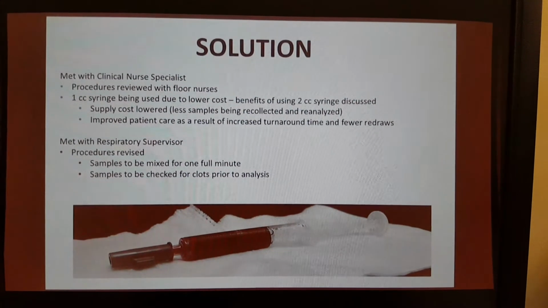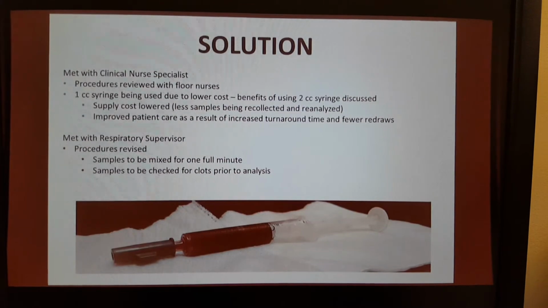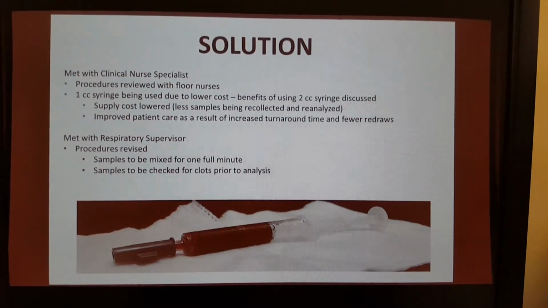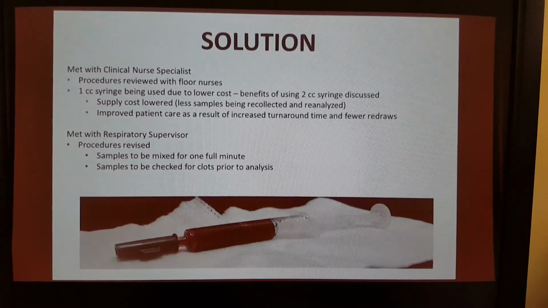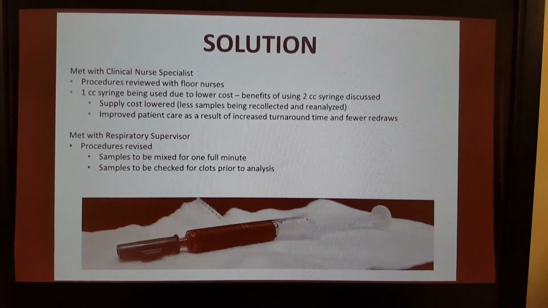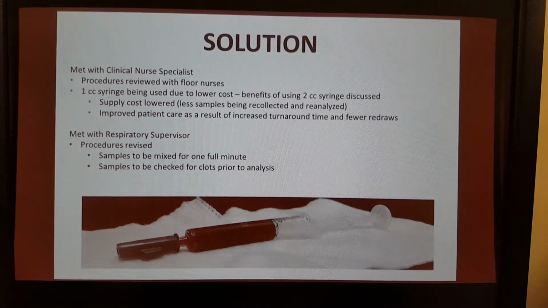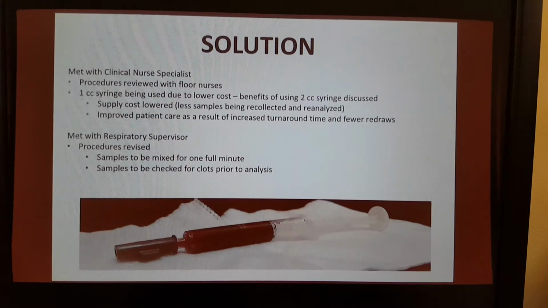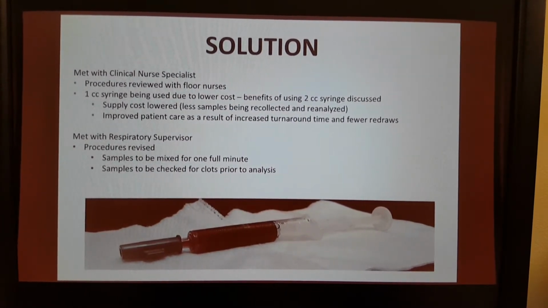The solution to the problem was to meet with the clinical nurse specialist and discuss the outcome of the observation, and the procedures were reviewed with the floor nurses. Next, they talked about the 1 cc syringe, and the unit had been using it because it was a lower cost. So the benefits of switching back to the 2 cc syringe, which is pictured here, would be that the supply cost would actually be lower because of fewer samples being recollected and reanalyzed. There would also, most importantly, be improved patient care due to improved turnaround time and fewer redraws.